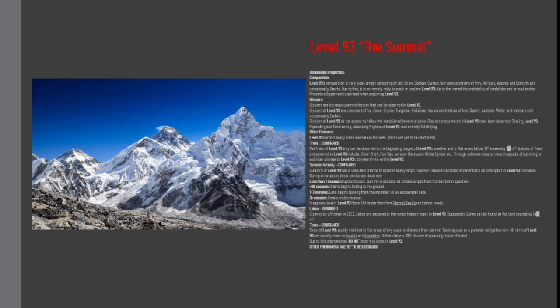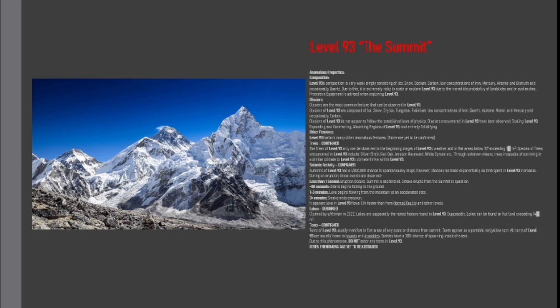Seismic activity. Confirmed. Summits of level 93 have a 1/300,000 chance to spontaneously erupt; however, chances increase exponentially as time spent in level 93 increases. During an eruption, these events are observed. Less than 1 second: eruption occurs. Summit is obliterated. Smoke erupts from the summit in question. 50 seconds: debris begins falling to the ground. 1-3 minutes: lava begins flowing from the mountain at an accelerated rate. 3 plus minutes: smoke ends emission. It appears lava in level 93 flows 1.9x faster than in normal reality and other levels.